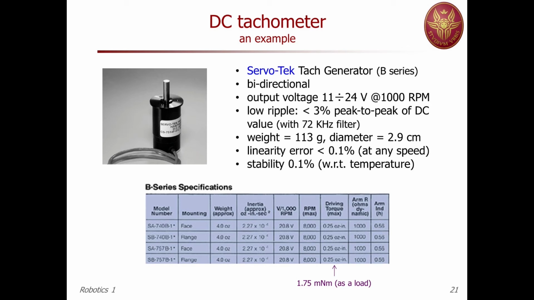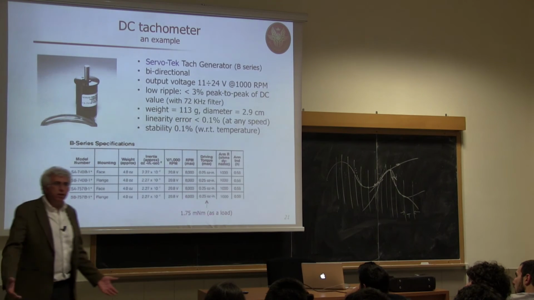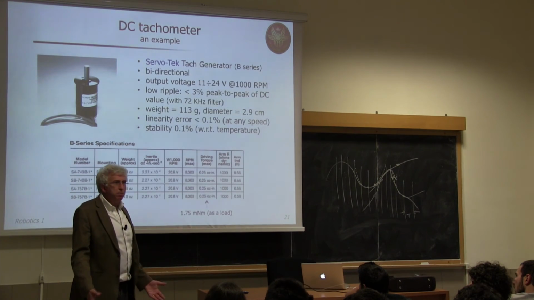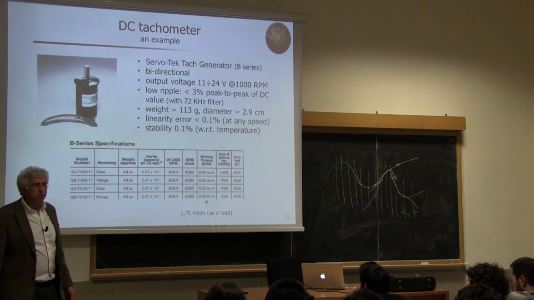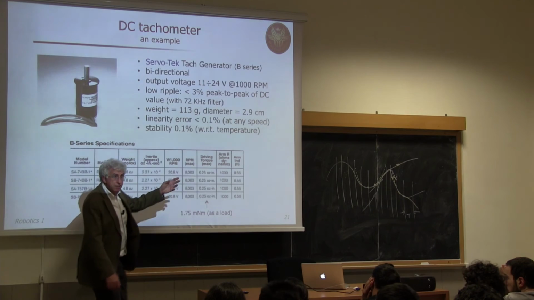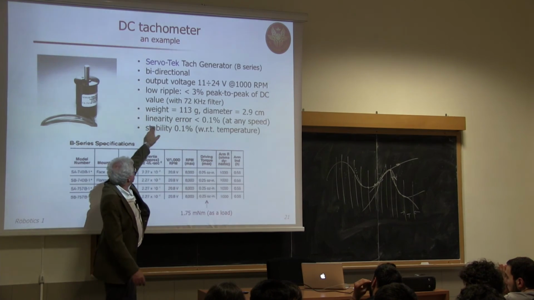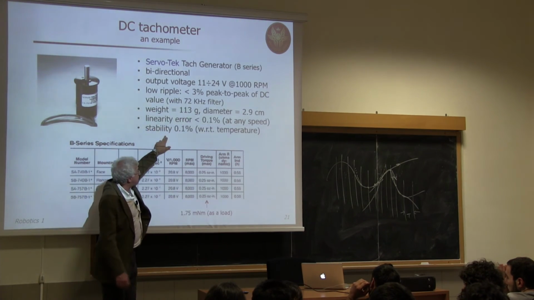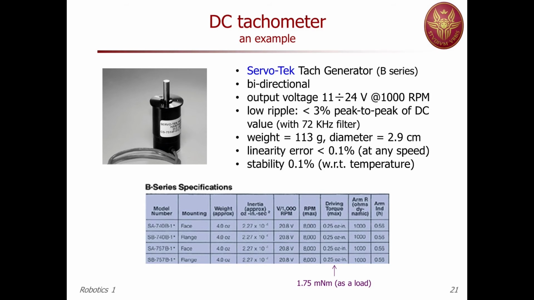It's quite tiny, 113 grams. The diameter is 2.9 centimeters. Of course, you may have slightly larger ones, but in general, these are not large. It's not that if you need to measure high speed, you need a bigger tachometer. This is not the case. And then again, like all sensor devices that we have mentioned, you find linearity error and stability with respect to temperature. So all these parameters qualify the quality of a measurement device.